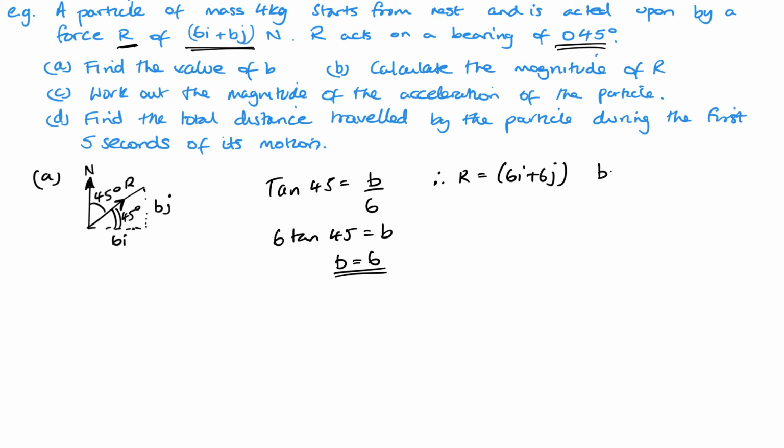Now for B, the magnitude, well, the size of R is just going to be the square root of 6 squared plus 6 squared, which will be 6 root 2, or as a decimal, 8.5 newtons. We'll do that to 1 decimal place.